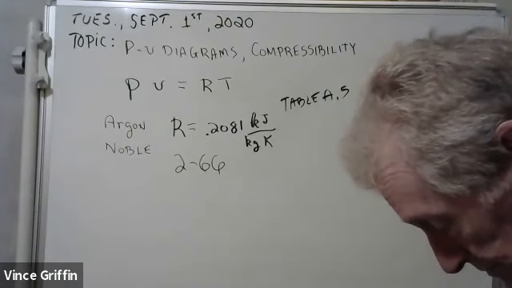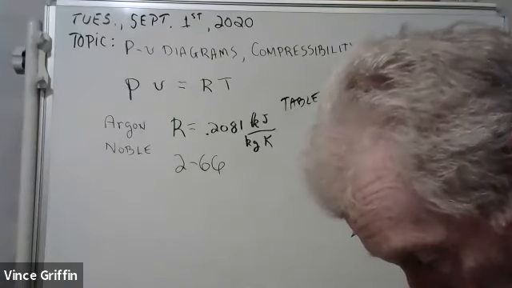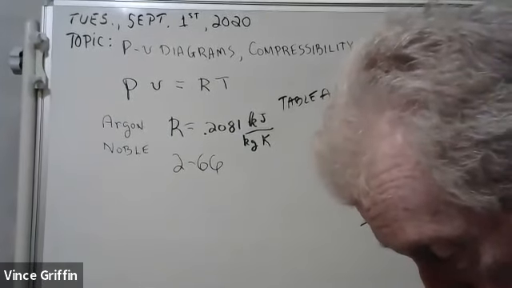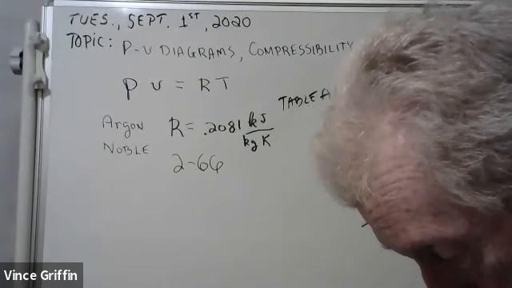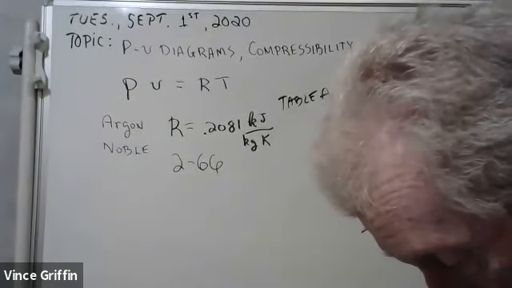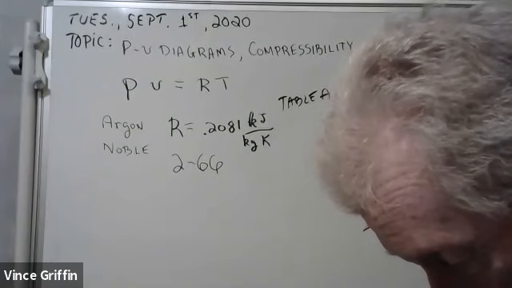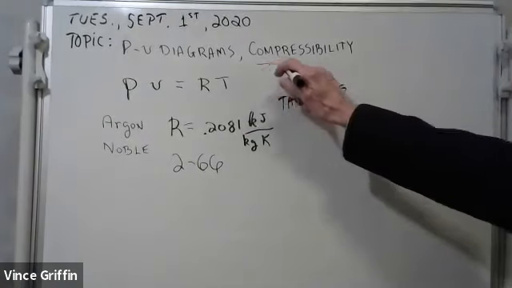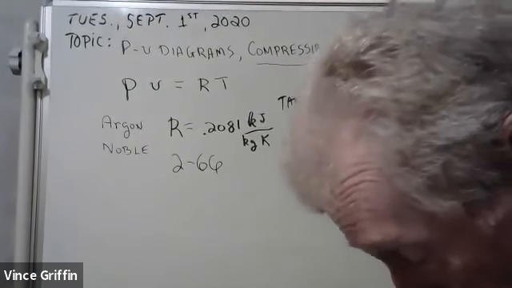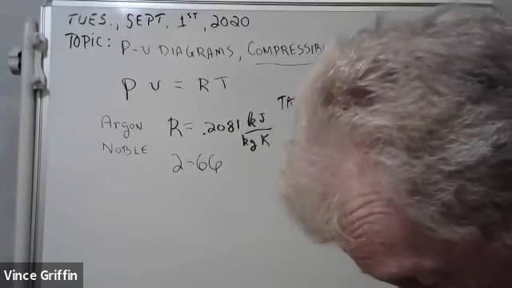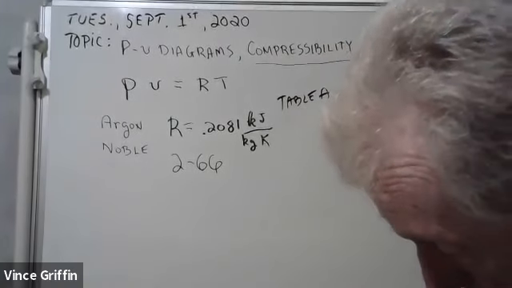Says here, argon is kept in a rigid 5 cubic meter tank at -30 and 3 megapascals. Determine the mass using the compressibility factor. I'm going to have to explain this compressibility in order to do this problem. What is the error if the ideal gas model is used? Well, we'll show you.